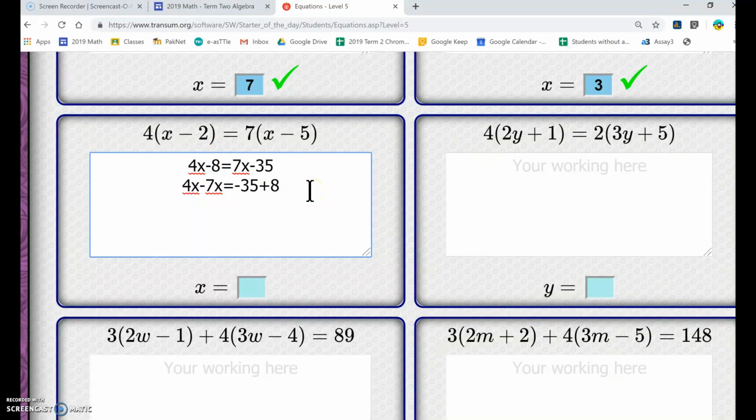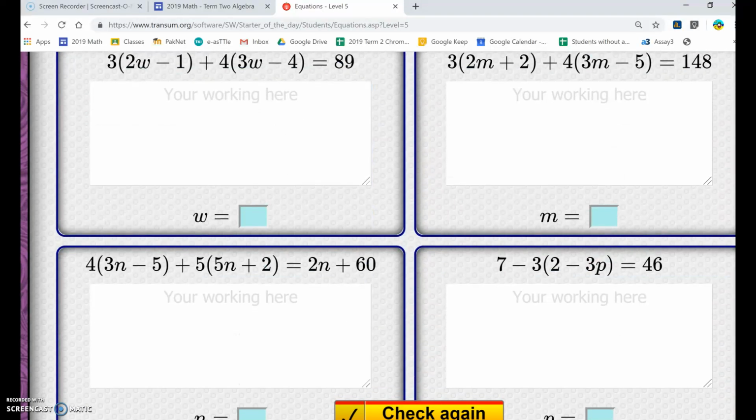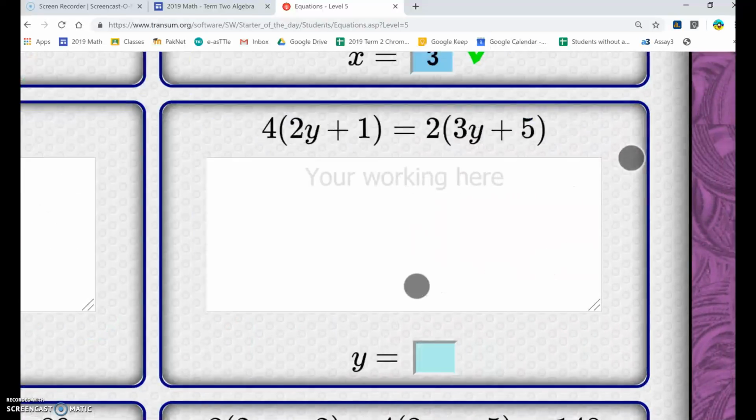So 4x minus 7x is minus 3x, and minus 35 plus 8 is going to be minus 27, and so x is going to equal negative 27 divided by negative 3, so x equals 9. Okay, so let's check that. Don't make a silly mistake, that's good.